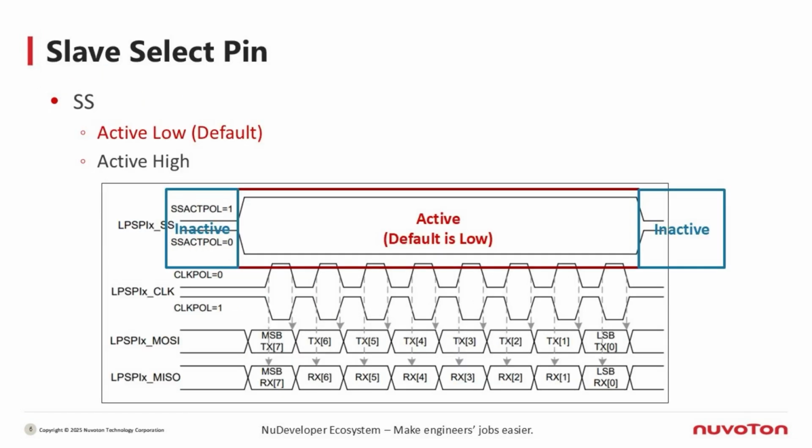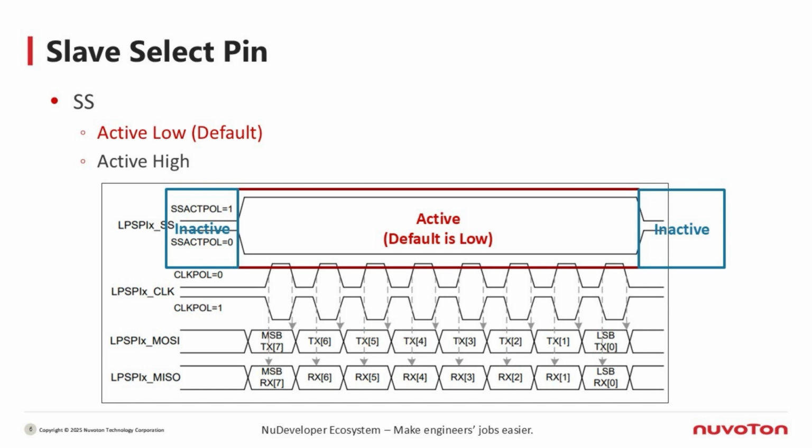Now let's take a look at how the slave select, or SS, works in an SPI transfer. The SS signal basically defines the active period of a transaction. Only when SS is in its active state do the clock and the data on MOSI or MISO count as valid. Once SS goes back to the inactive state, that means the transfer is finished.